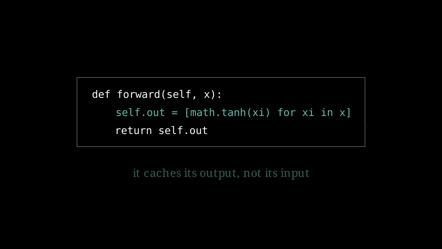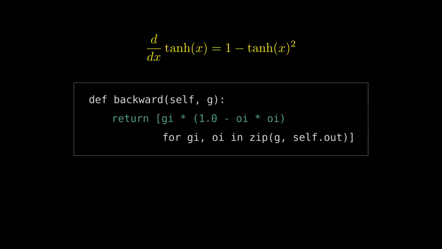And like the linear layer, it caches something for later. Not its input this time, but its output, the squashed values themselves. That cache is why the backward method can be so short without being mysterious. Why keep the output instead of the input? Every layer seems to cache something different.